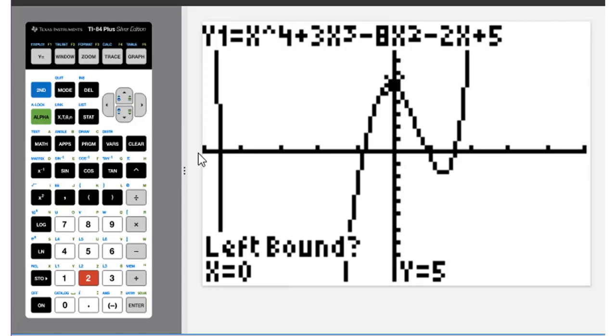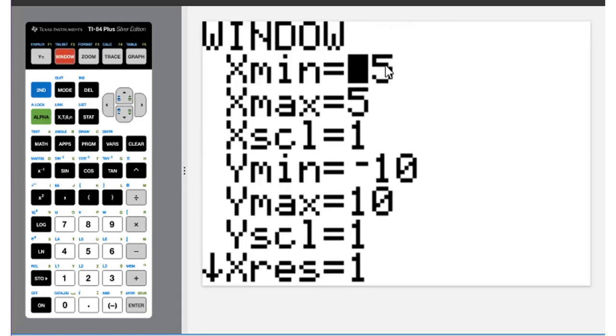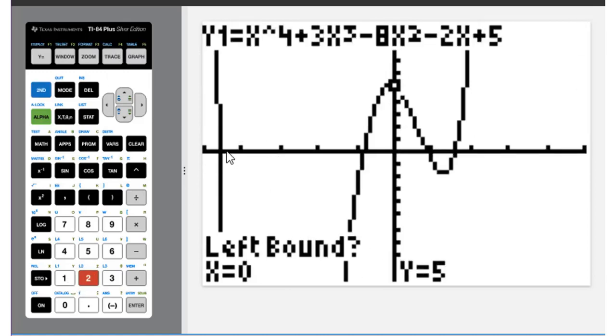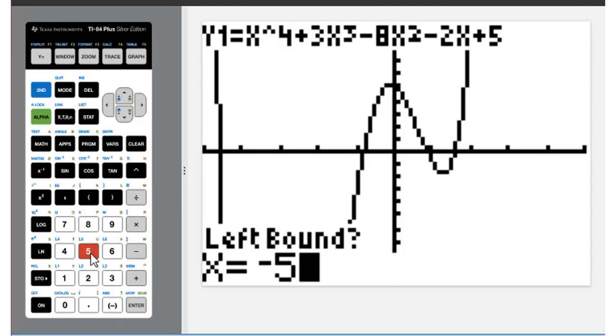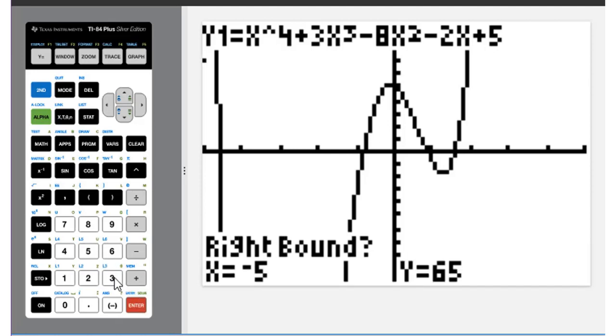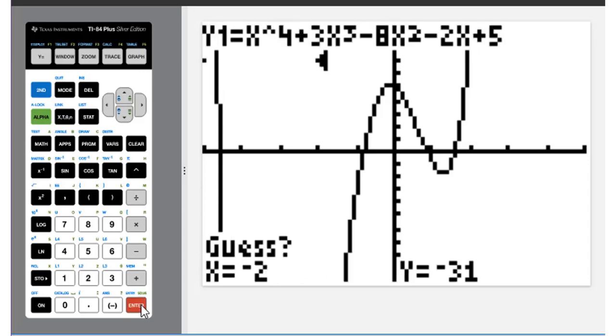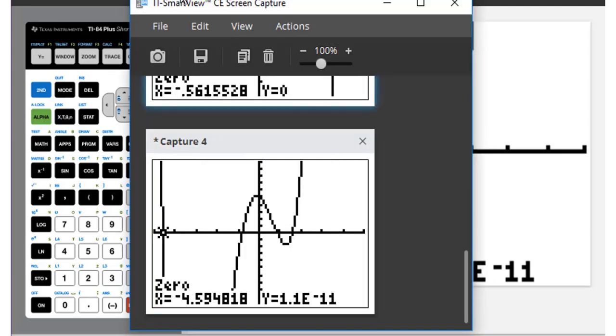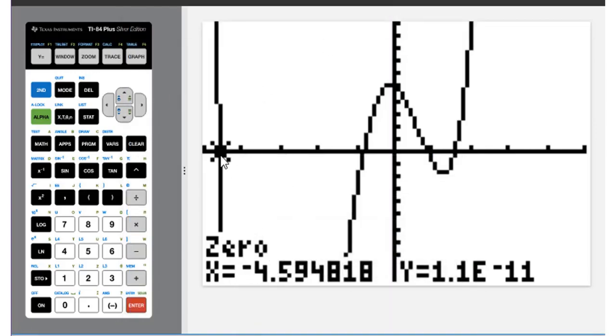Go to the very left because the window I set up is from -5 to 5. So when we do this zero, I'm looking for the very left zero. So we do -5 for the left bound. Then this will be -1, -2, so I can do -2. That's the right bound. So we got -4.59. Let's take a picture of this. That's the first zero.